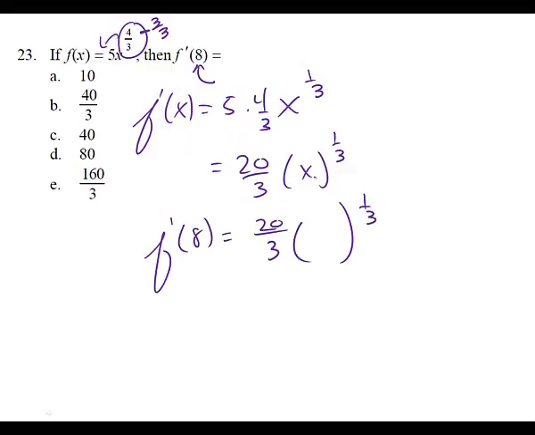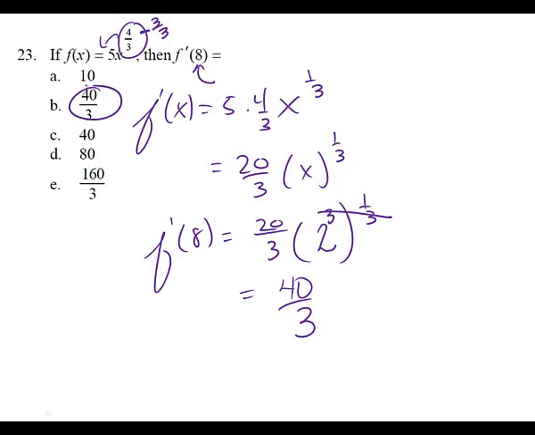Now it's work smart and not hard, right? So instead of writing an 8 in there, what's a better name for 8? 2 cubed. Why am I picking on that? I can cancel this, right? So then I have 20 times 2, which is what? 40 over 3.